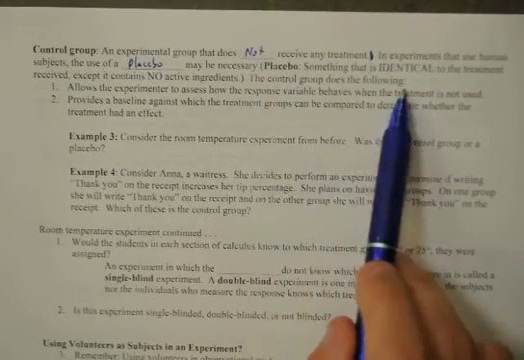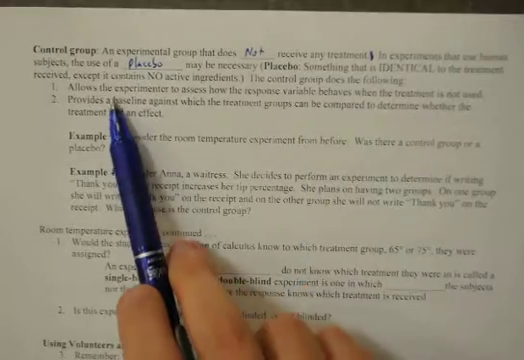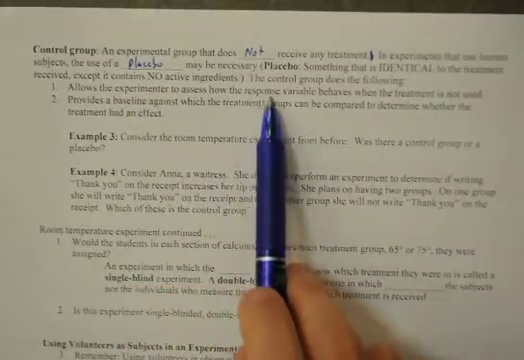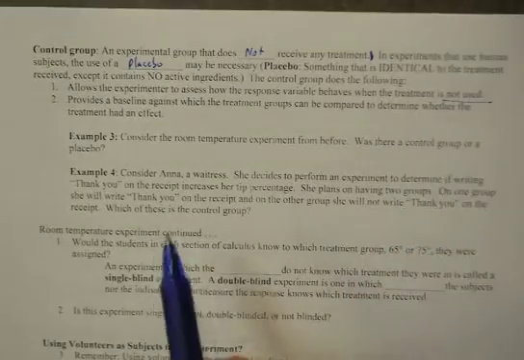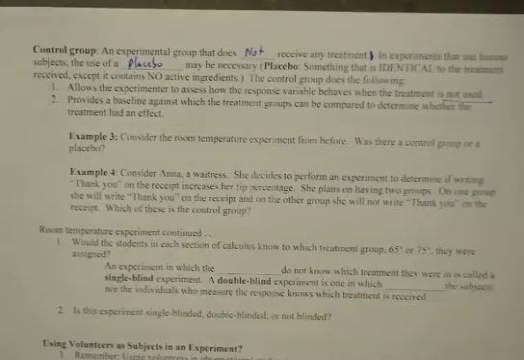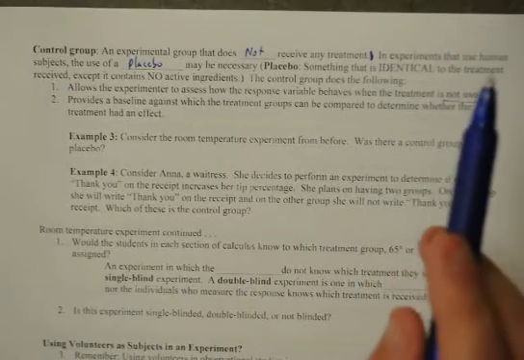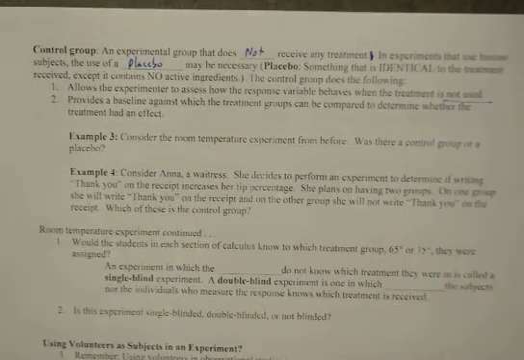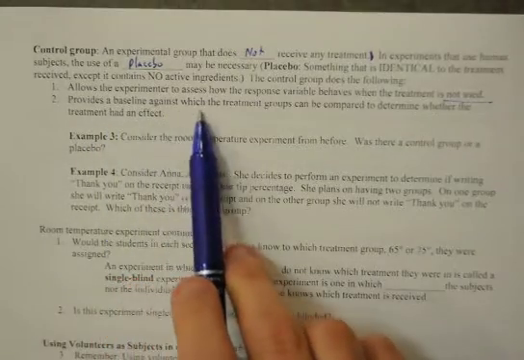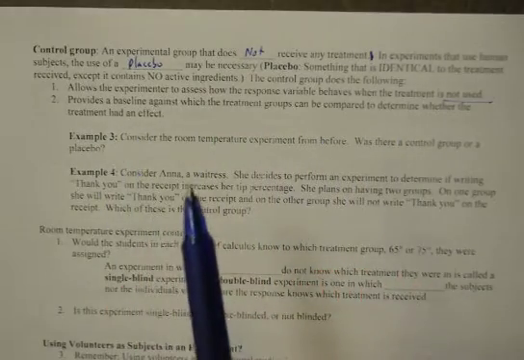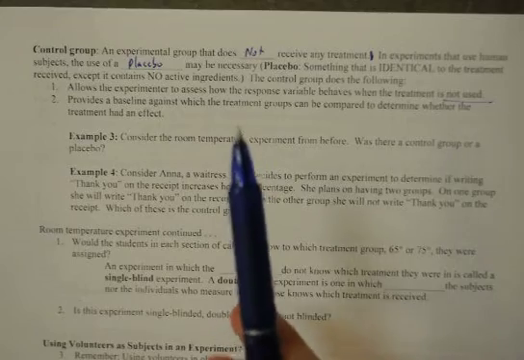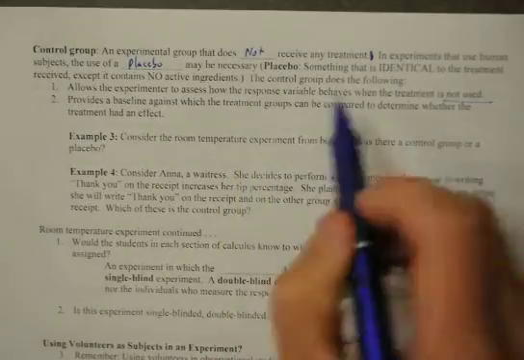Alright, the control group does the following for the experiment. 1, it allows the experiment to assess how the response variable behaves when the treatment is not used. Alright, or like in the calc example for temperature, if we just had a group at normal room temperature, it would be our control group. It provides the baseline against which the treatment groups can be compared to determine whether the treatment had an effect. Alright, so yeah, the baseline.